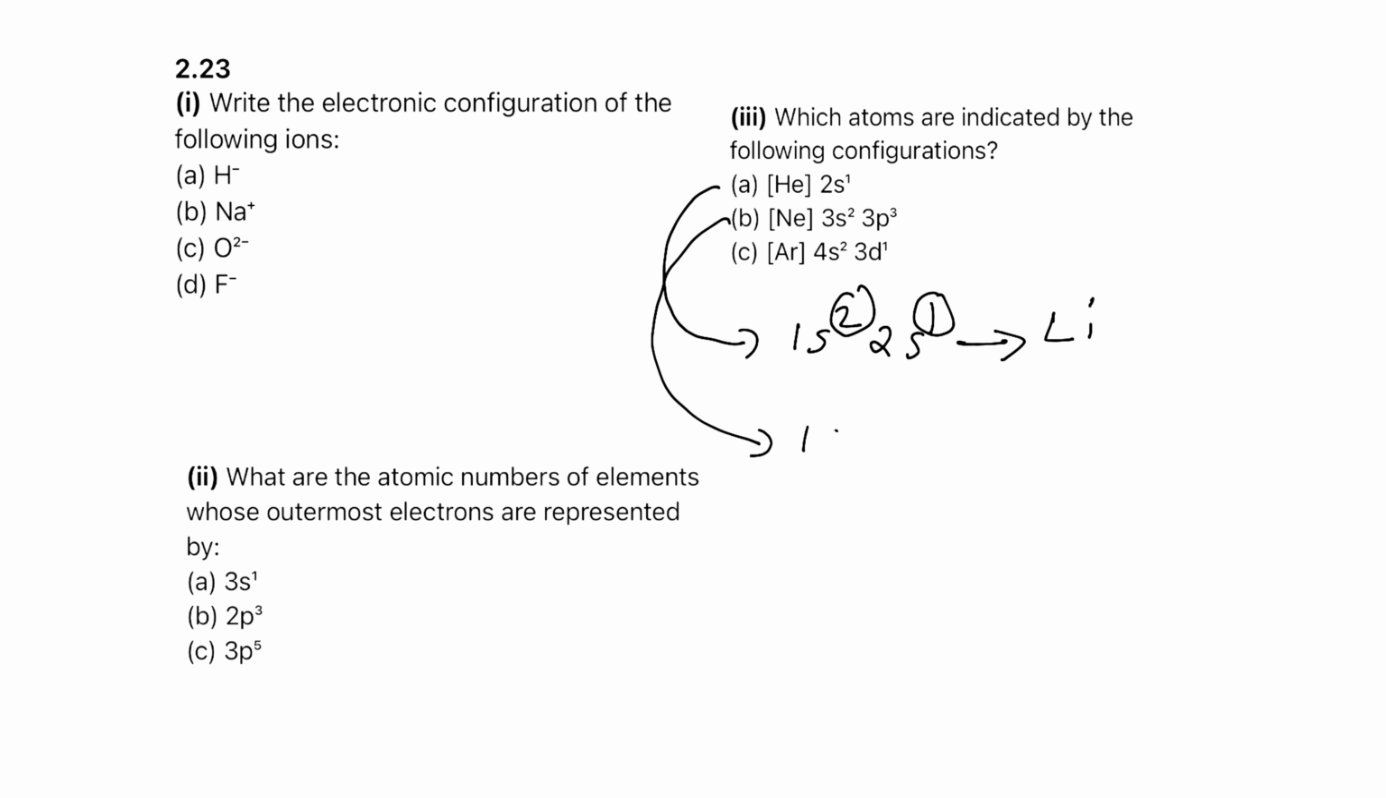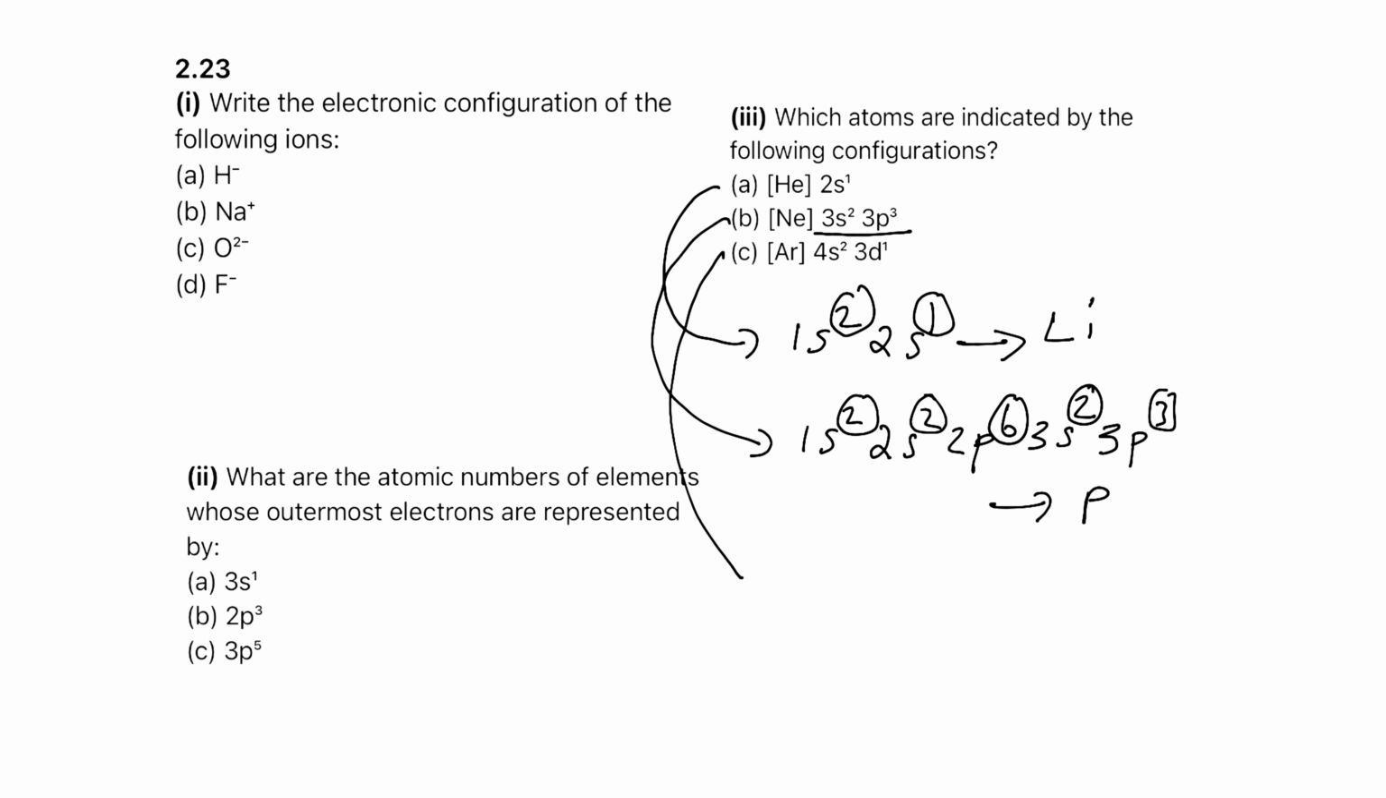Neon. Neon, what is the configuration? 1s2, 2s2, 2p6. Then what is left here? 3s2, 3p3. Correct, right? What is atomic number? 2 plus 2, 4. 4 plus 6, 10. 12, 15. 15, what is that? Phosphorus. Now comes argon. Argon, what is the configuration?